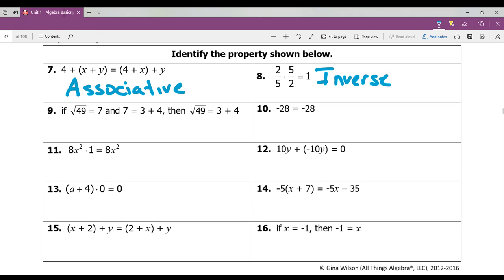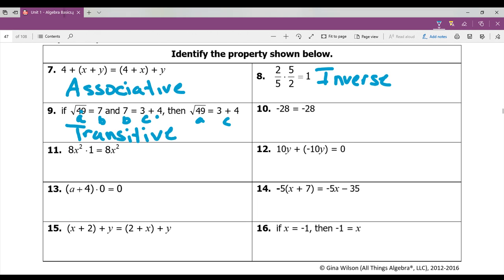Number 9, if the square root of 49 equals 7 and 7 equals 3 plus 4, then the square root of 49 equals 3 plus 4. So basically we've got A, we're going to say square root of 49 is A, 7 is B, then you got B and C, and then you end up A equals C. When you have a string like that, that's your clue this is the transitive property. Okay? Because you've got one equation and another one, and you kind of smash the two ends together. Square root of 49 and 3 plus 4 equal together. That's transitive.